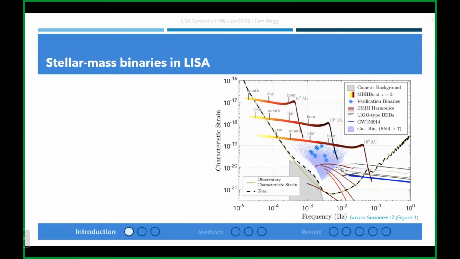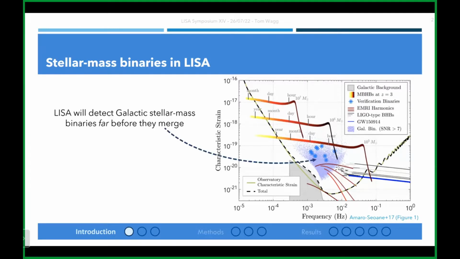So what we're focusing on here are stellar mass binaries in LISA. I'm sure you've all seen this plot 1,000 times if you've seen any sort of LISA presentation. And you will often be focusing on this area in this session. So these are the galactic stellar mass binaries. We're going to detect them far before they merge. But what we're looking at is not just those double white dwarfs that everyone knows and loves. We're actually looking at the black hole and neutron star binaries too. And that's what I'm going to be focusing on today.